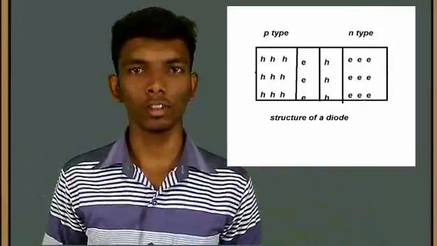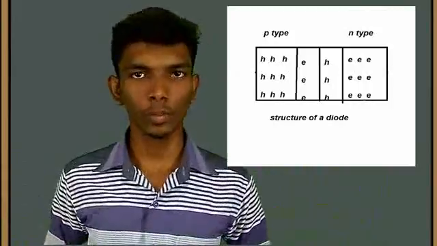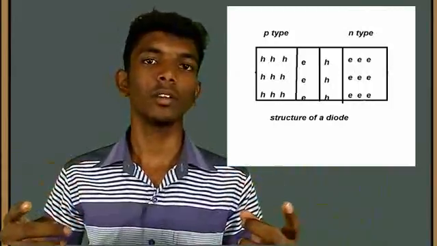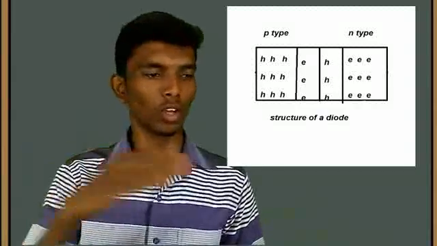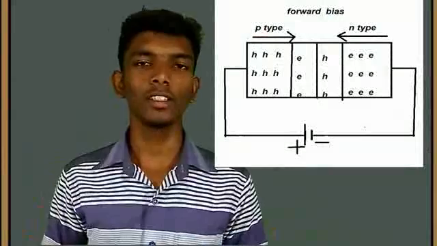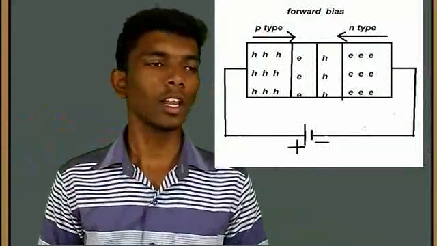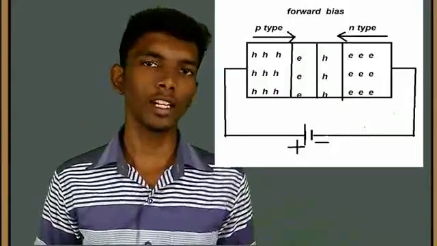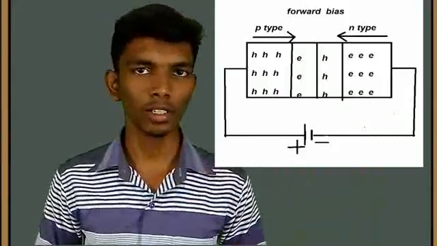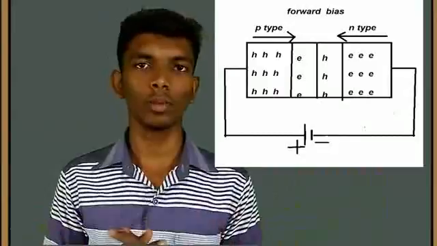Let's see about the working of the diode. The voltage across the PN junction diode can be applied in two ways, that is, forward bias and reverse bias. Let's see about the forward bias. In this case, the positive terminal of the battery is connected with the P-type material and the negative terminal of the battery is connected with the N-type material. That is called the forward bias condition.